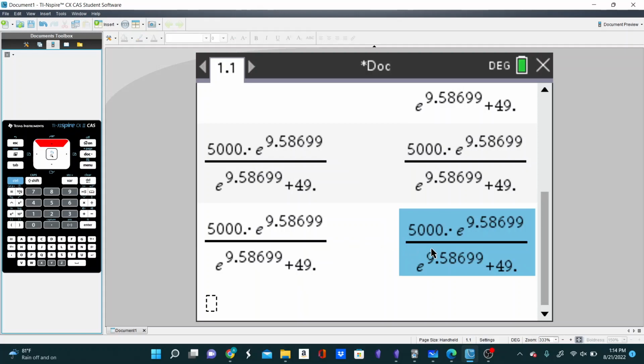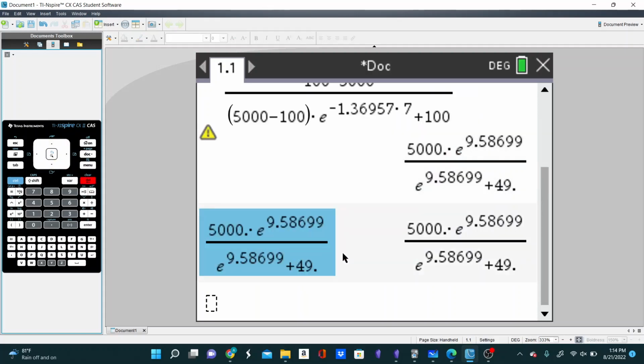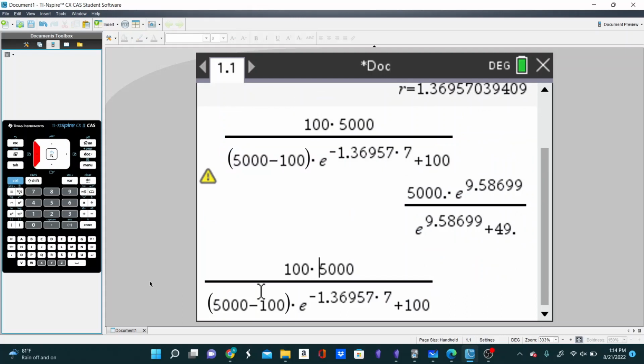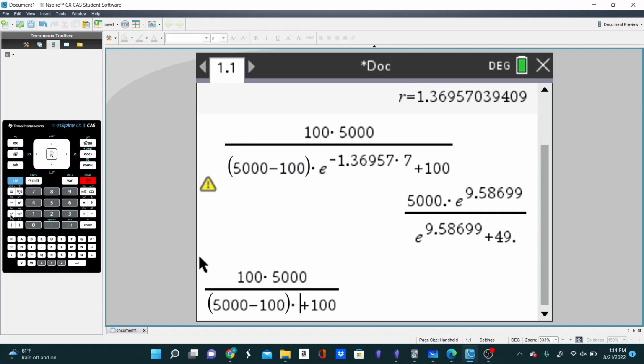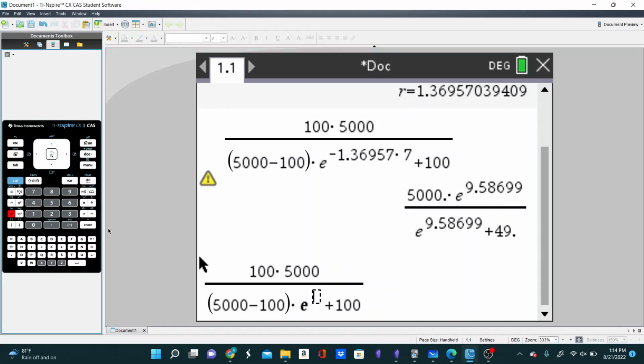It's not coming out. I don't know. Let's see. What am I doing? Ooh, I think I know what I did. I think over here I used the wrong E. This is actually pretty important. Whenever you use E, you can't just type the letter E. You actually have to go right here and use that E.